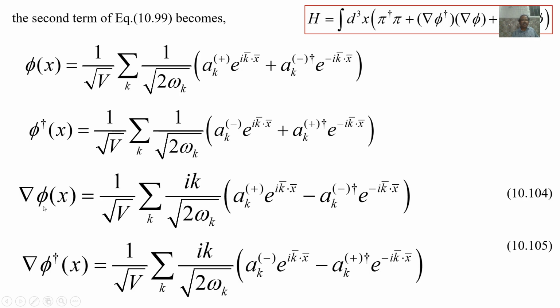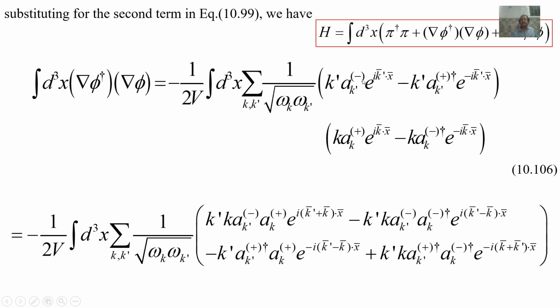I will go for del phi dagger of x. Already we know the expression for your phi dagger. So we'll have to differentiate this with respect to x. That will give you equation 10.105. See here, you have a k minus, I have pulled ik out again. So that will become this term, 10.105. So now we know the expression for your del phi dagger and del phi. You substitute here. We are going to substitute and we are going to simplify.